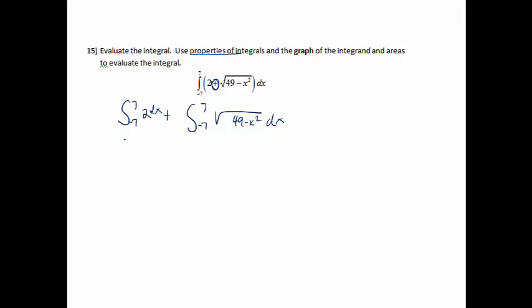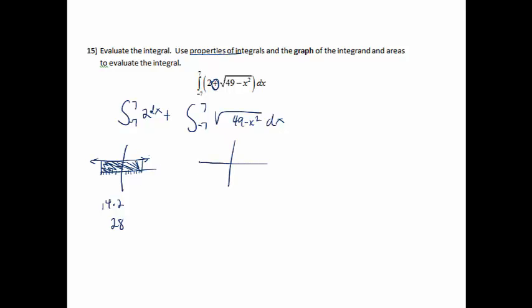Okay, so then this one, it did say to graph the integrand and find the areas. So this first one, the 2, would just look like a line across that 2, because it's just y equals 2. And we would like to find the area under from -7 to 7. Okay, so then that's just a rectangle, so it's going to be 14 times 2, which will be 28. So that area will be 28.